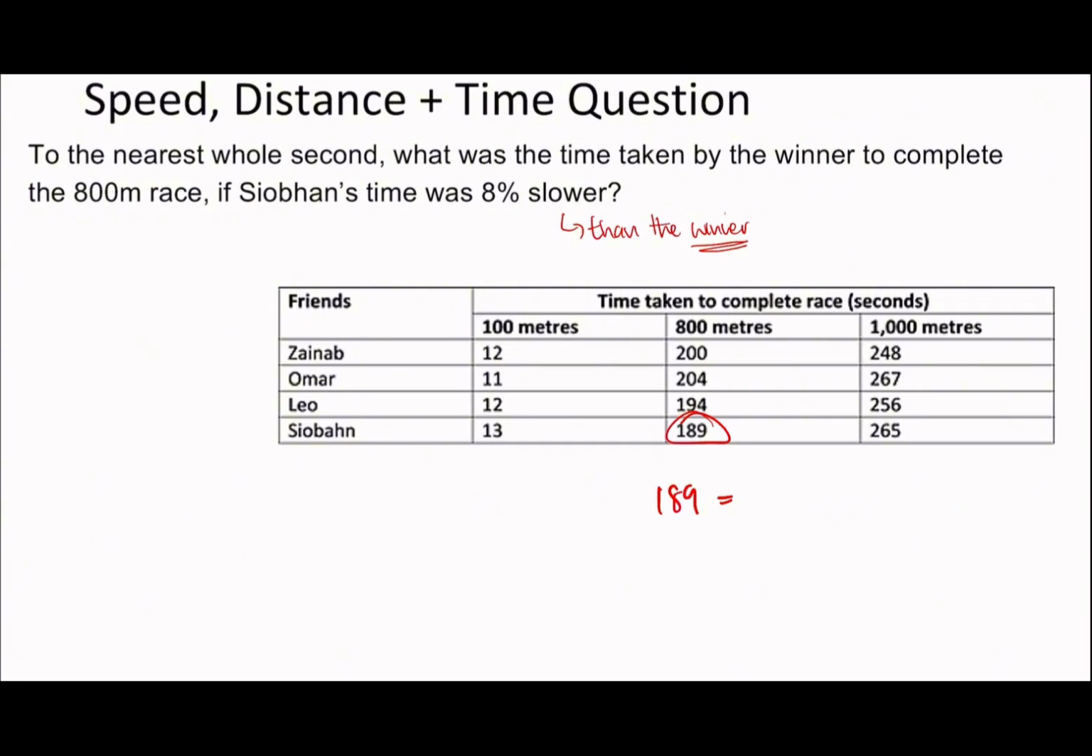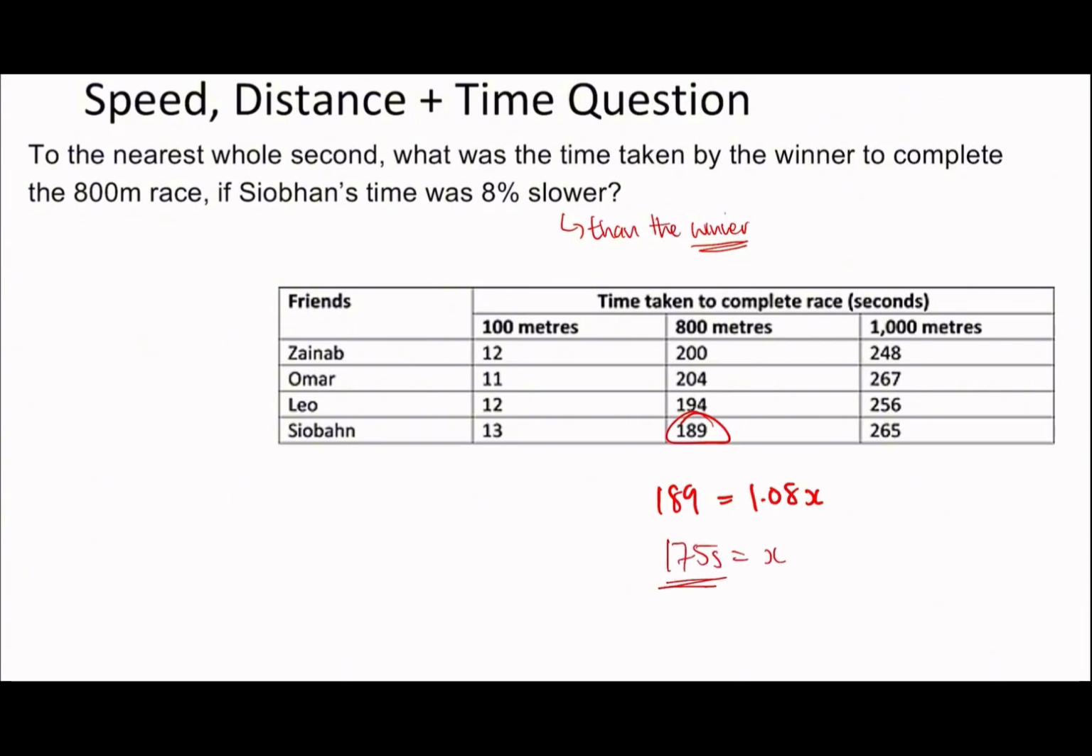So Siobhan's time is therefore 8% slower. And for example, in a normal question, you might think, oh, that means Siobhan is 0.92 of the person's time. But of course here, with timing, it's a little bit tricky because if you're slower, that means you actually take more time. So 189, Siobhan's time, actually represents 1.08 lots of x, where x is the winner's time. Does that idea make sense? So to work out the winner's time, you just do 189 divided by 1.08, which is therefore 175 seconds.